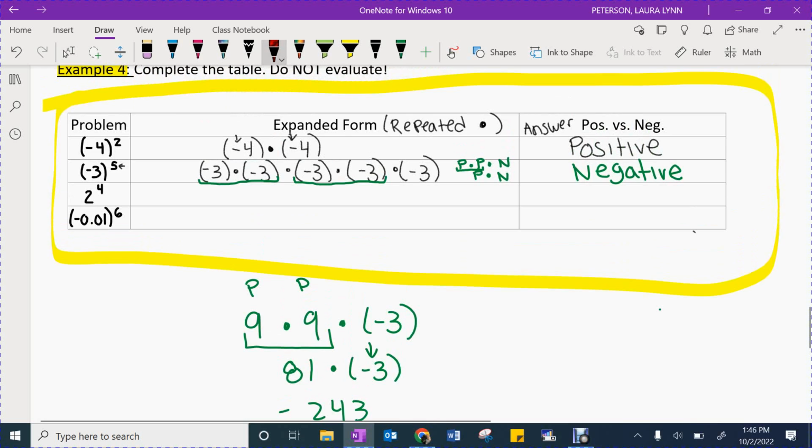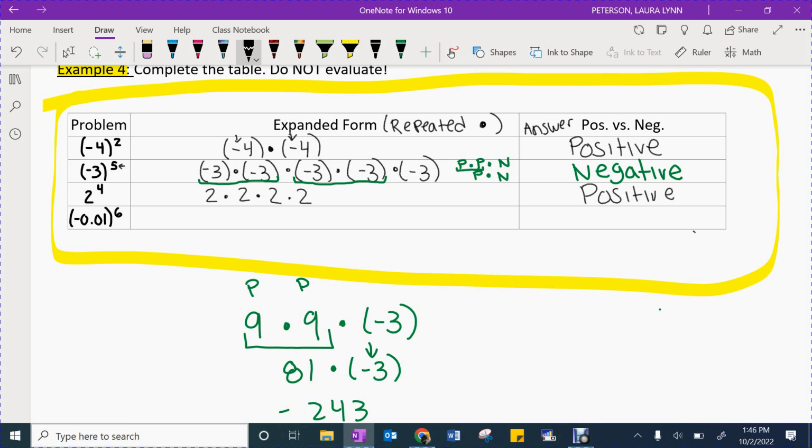Keep going, last ones. 2 to the 4th, writing that out. This would be what's repeated? The base, positive 2. How many times? 4 times. So we'd have 2 times 2 times 2 times 2. What do you think the answer is going to be? Hopefully you say positive, because these are all positive numbers.